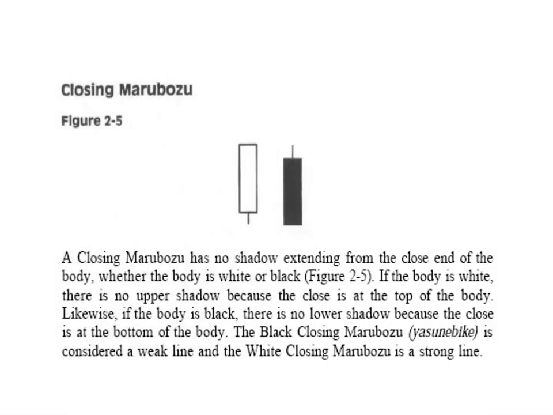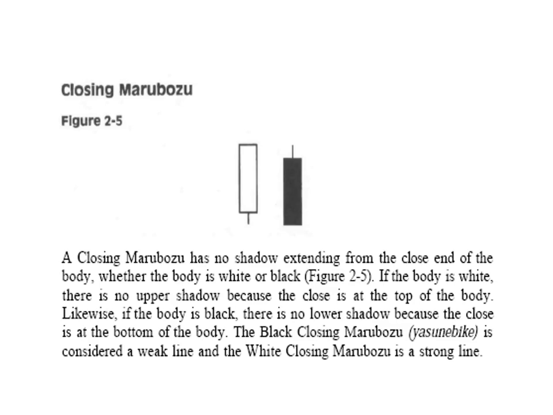Then this is the closing Marubozu. A closing Marubozu has no shadows extending from the close end of the body, whether the body is white or black. If the body is white, there is no upper shadow, because the market opened at one end and then the security or stock kept going up until the closure. So that is the white Marubozu.